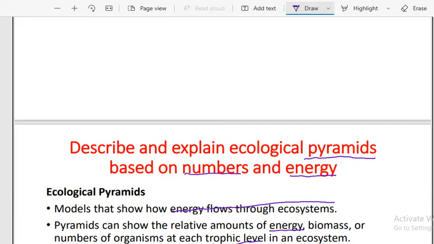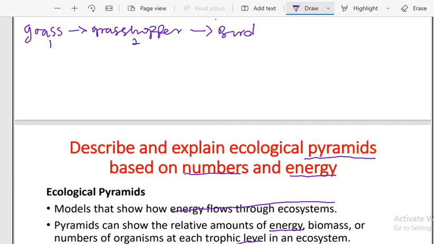Now I have organisms. Let's say I have a food chain called grass to, let's say insect, or let's say grasshopper. Then let's say birds. Now this is first, second, third. So if you want to draw a trophic level, it starts with a producer.